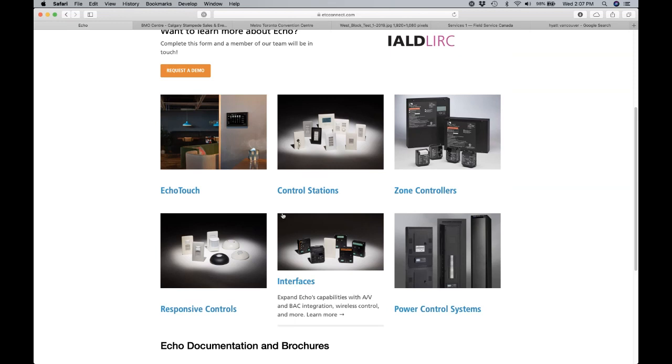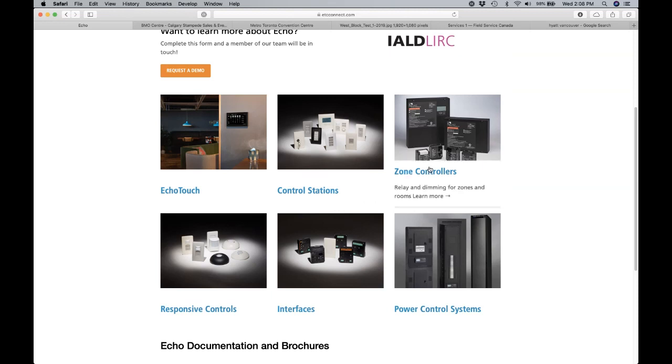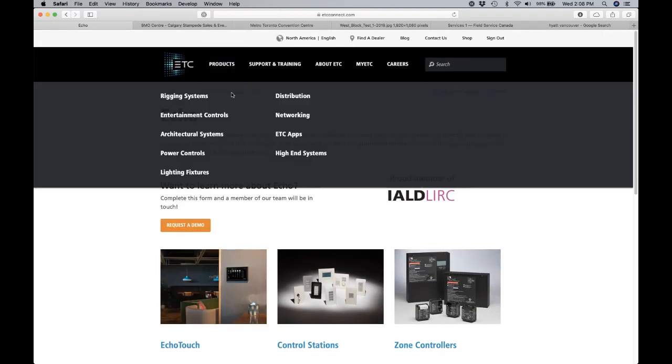A lot of the boardrooms and AV integration environments make use of the interfaces that we can do with Echo systems alone. So a small ballroom as an example, or a small boardroom or a presentation facility may not need the heavy lifting of Paradigm, and we can accomplish it with some of the responsive controls and zone controls that are in the Echo ecosystem, Echo Eco.